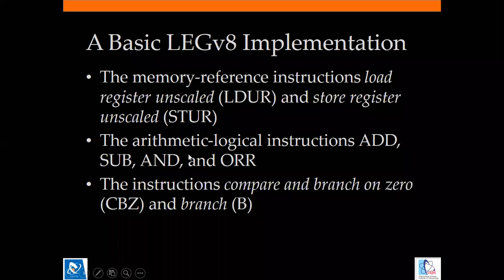So basically, the processor which we are studying so far is known as the LEG version 8. In that we have studied many types of instructions, but here we are going to discuss three types: the memory reference instruction, the arithmetic logic instruction like add, subtract, AND, OR, and the instruction related to compare and branch. So we are going to design the data path based on three different types of instruction.